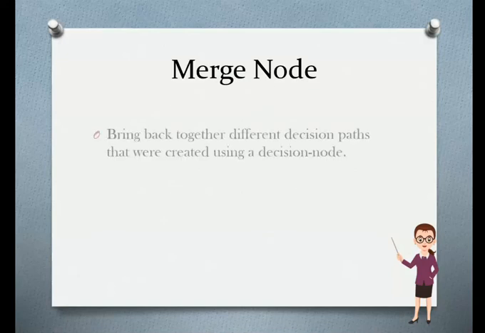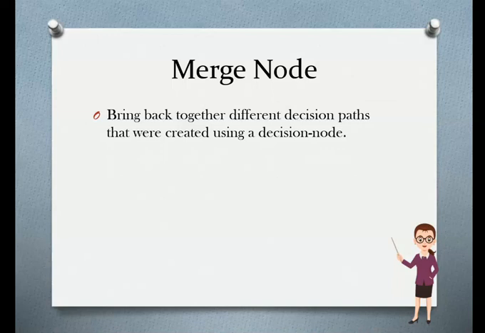To merge decisions, or to combine decisions, we require a merge node. To bring back together different decision paths that were created using a decision node, we use a merge node.